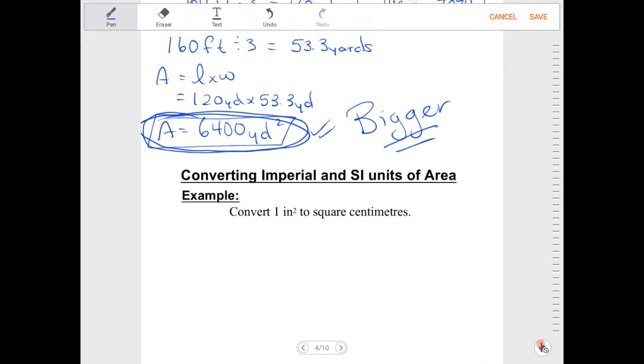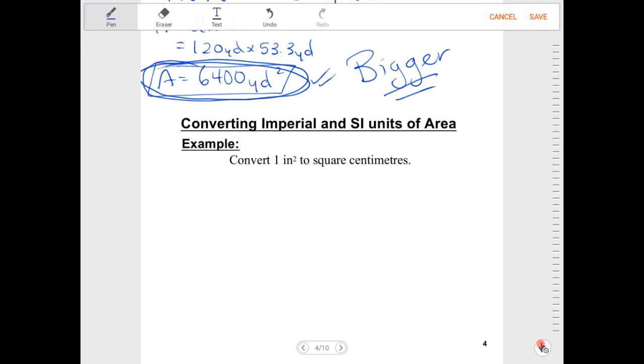Okay, let's do another example. Converting Imperial and SI units of area. It says convert 1 inch squared to 1 square centimeter. Well, okay, I can do that. So what we're going to do is, I'm just going to draw out, pretend this is 1 perfect square. If it's a square inch, that means every side is 1 inch. Because of course, if you use the formula, 1 times 1, that would give you 1 inch squared.